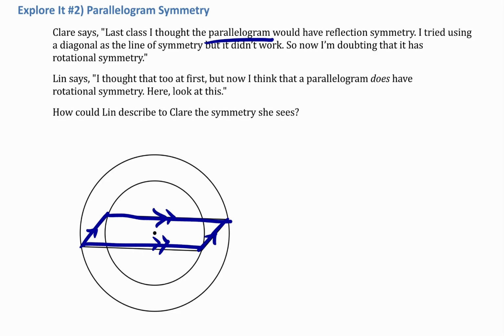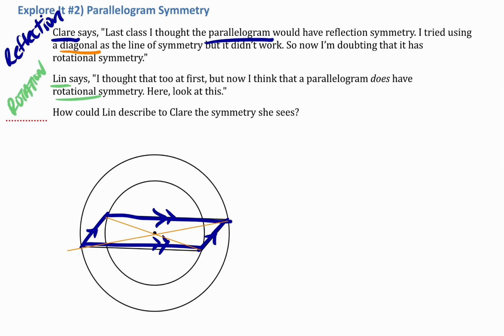So last class, I thought the parallelogram would have reflection symmetry. I tried using a diagonal, so this is the diagonal from one corner to the other, as a line of symmetry, but it didn't work. So now I'm doubting that it has rotational symmetry. So Claire is talking about reflection. Just going to annotate. And Lynn is talking about rotation. So let's see what Lynn says.